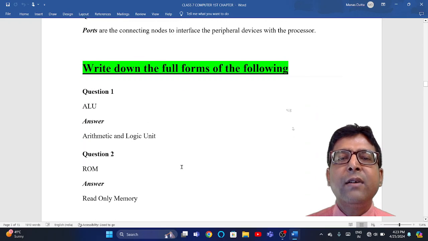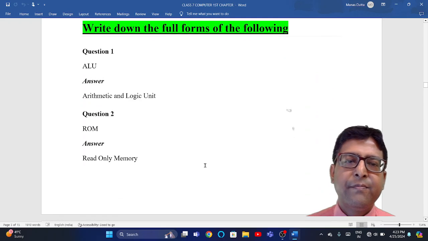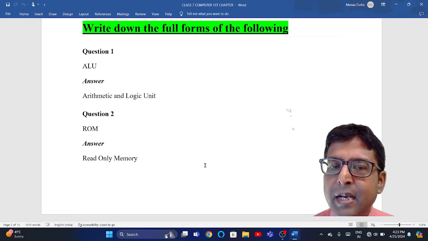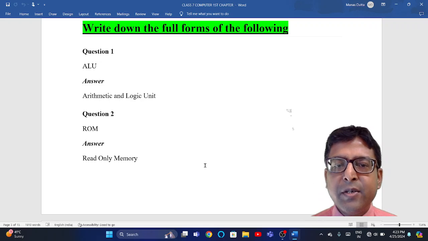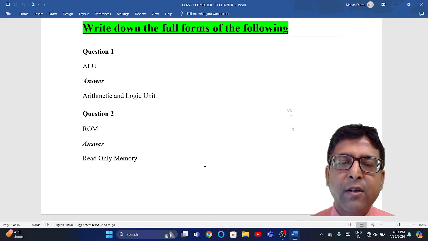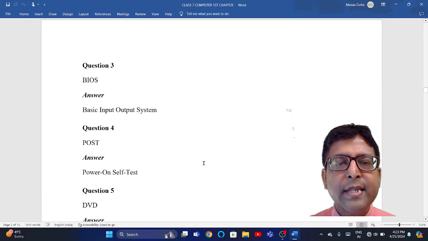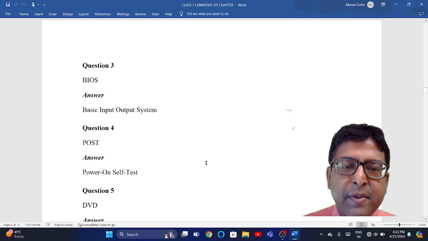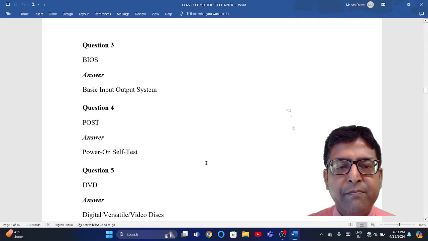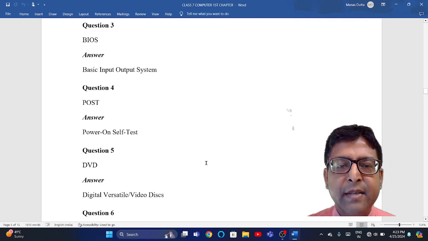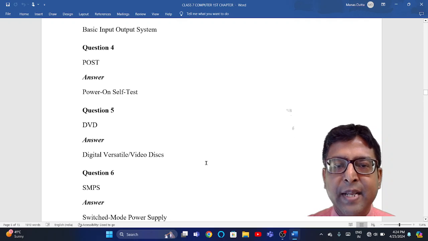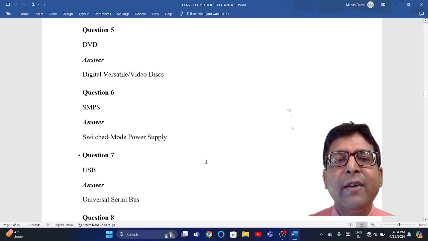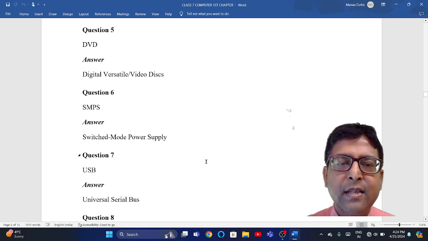Next question, write down the full form of the following. Question 1, ALU. Answer will be arithmetic and logic unit. Question 2, ROM. Answer will be read only memory. Question 3, BIOS. Answer will be basic input output system. Question 4, POST. Answer will be power on self test. Question 5, DVD. Answer will be digital versatile or video discs.